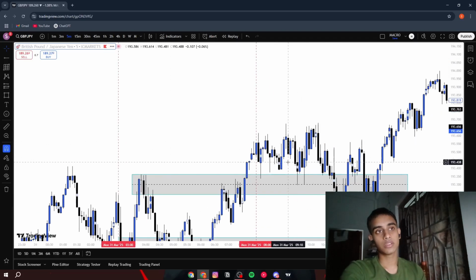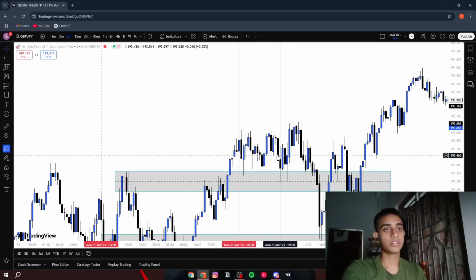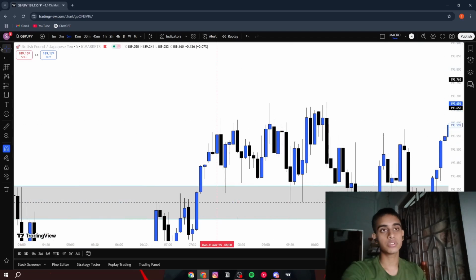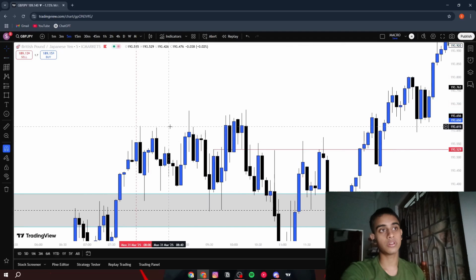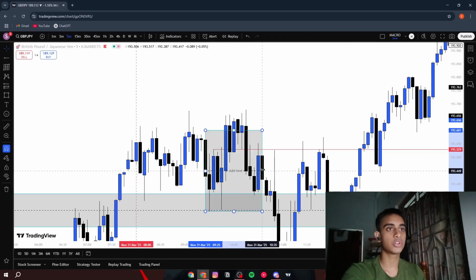So I waited for price to draw into this price zone right here and bounce off of it. I waited for a 5 minute breakup structure, which happened right around here, and marked out all of the 5 minute confluences, which are breakup block, order block, and fair value gap. This was the order block right here, which got hit.